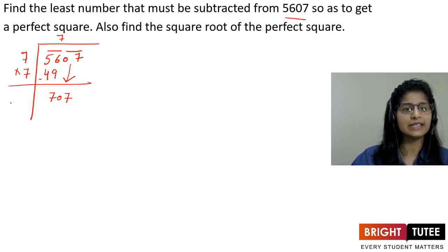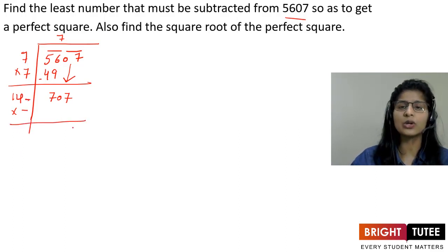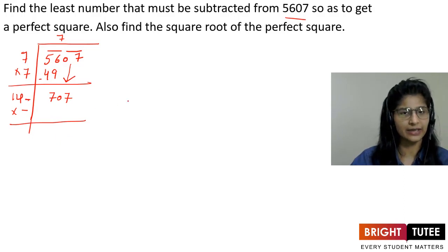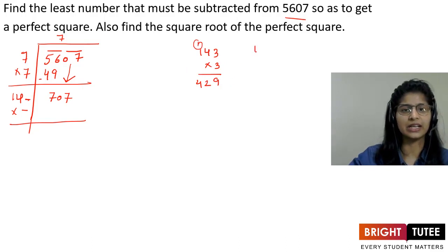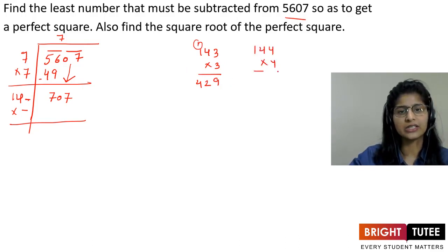Now double this digit. 7 and 7 will become 14. Now you have to think of a digit to be placed here so that we get a number closer to 707. Just to see, 143 if we do, 3 3s are 9, 3 4s are 12, and then we get 1 carry here, 3 1s are 3 and 1 is 4. 429 is very much less than it. So 144 let us try, 4 4s are 16, 1 is a carry, 4 4s are 16 and 1 is 17, 4 1s are 4 and 1 is 5, 576 we are getting.